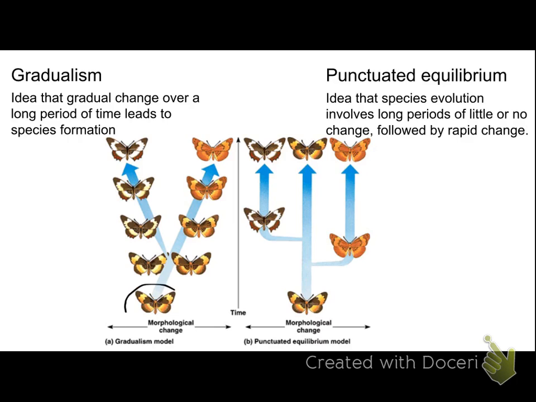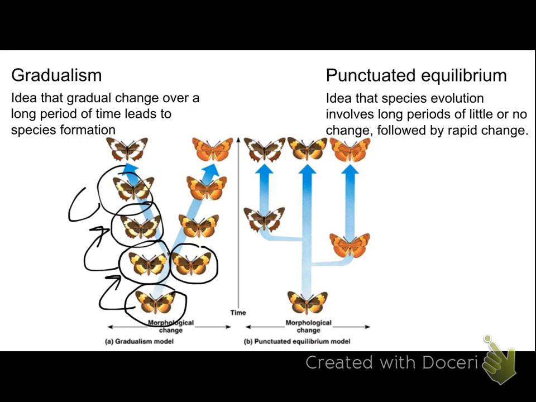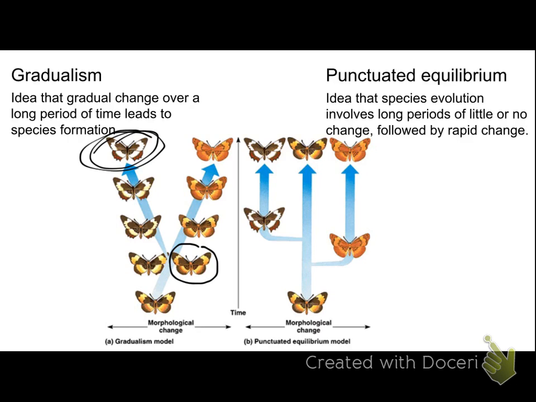Gradualism is the idea that we have this one species and there are little tiny subtle changes. This one doesn't look that different from this one, and this one doesn't look that different from this one. But if you suddenly compare this and this, whoa, they're really different. The change is very gradual, and you can't actually see it happening. But over long periods of time, like 100 years or 1,000 years, suddenly you realize, oh man, those are two different species.